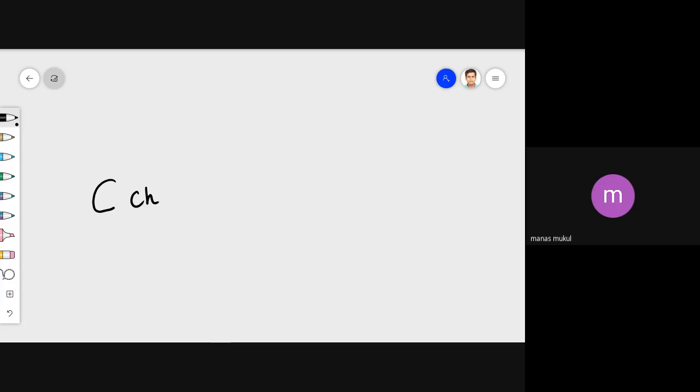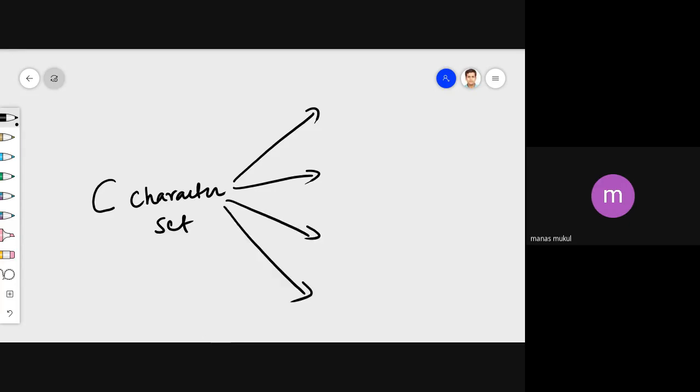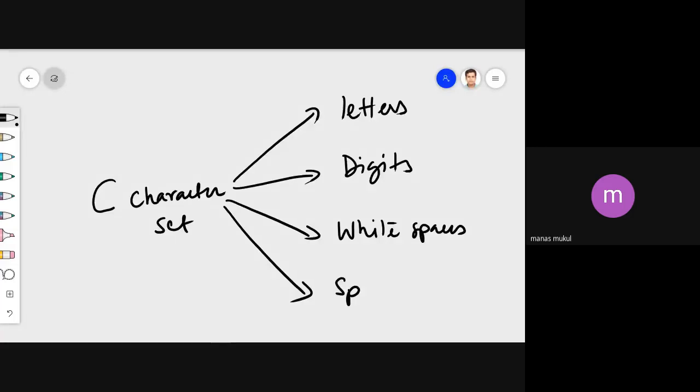Okay. So when I talk about the C character set, that means all the characters which are used to write a C program, we define the C character set. Let me write the character set into 4 different parts. I know you must already be knowing this. So the first one forms the letters. The second one forms the digits. The third one forms the white spaces, right? And the fourth one is your special characters.